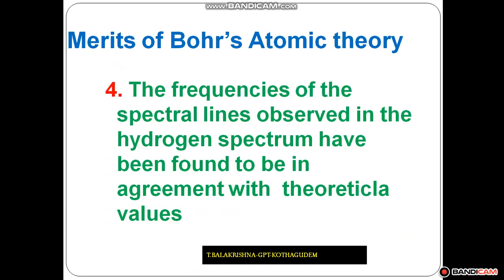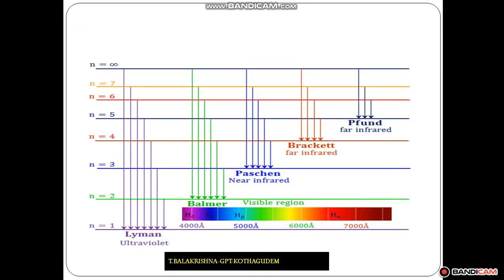Next one, the frequencies of the spectrum lines observed in the hydrogen spectrum have been found to be in agreement with the theoretical values also. The values Bohr proposed, wavelength and frequency, are in perfect agreement with the experimental values. That means the values Bohr proposed theoretically coincide with the original or experimental values.